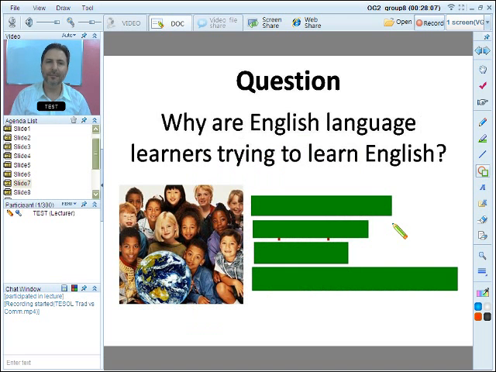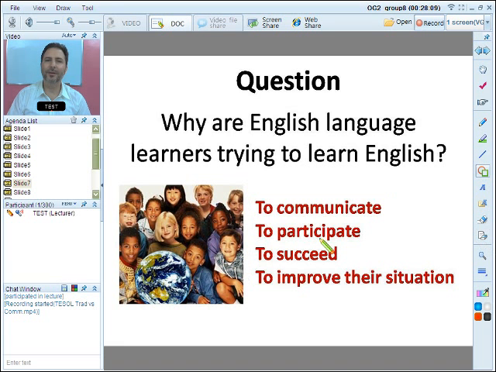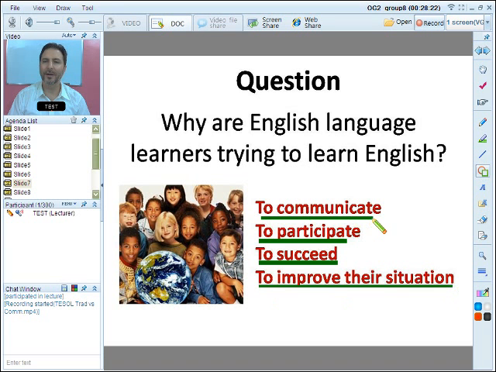Now, why are they trying to learn English? Many of them want to communicate. Many of them want to participate. Some want to succeed. And others want to improve their situation. What am I talking about? First and foremost, I have taught so many people who want to learn English simply so they can communicate with quote-unquote foreigners or possibly travel. They want to be able to communicate.